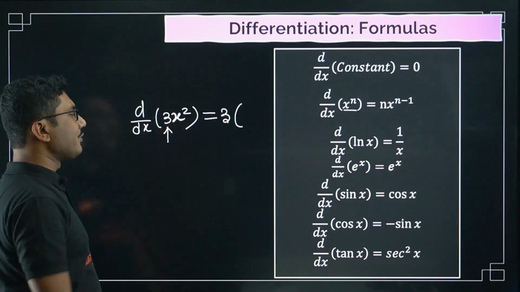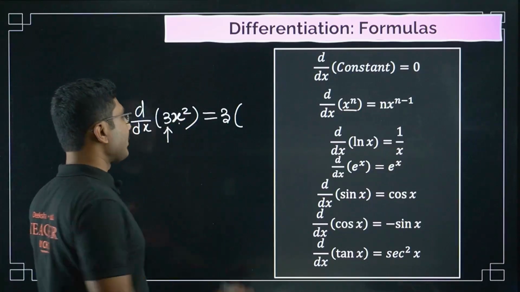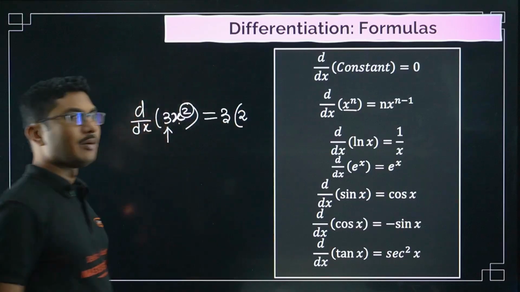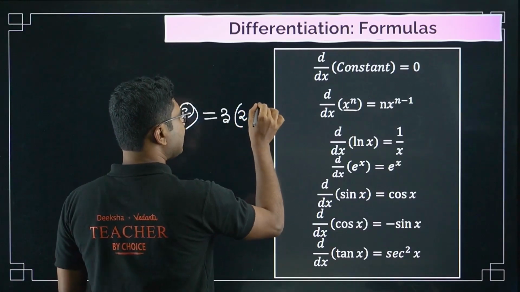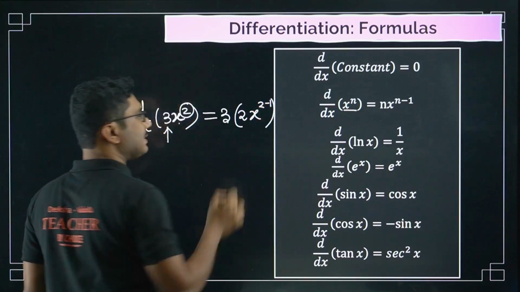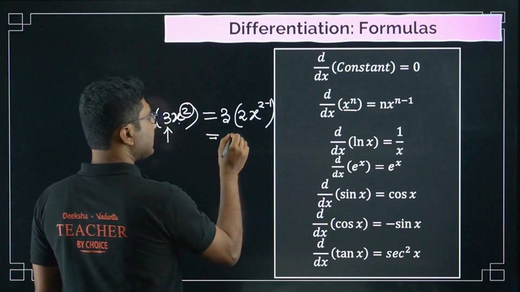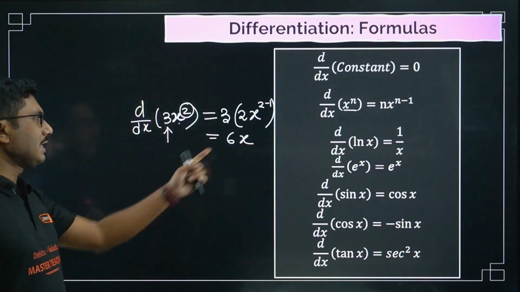Now x square we have to differentiate. How can we differentiate x square? First of all, what is the power? We have 2, so that 2 will come out. Then x square will be just, you have to reduce the power by 1. So it will be 6x. So differentiating 3x square, you will get 6x.